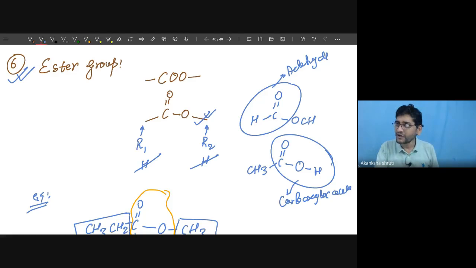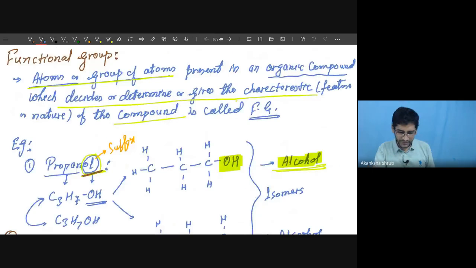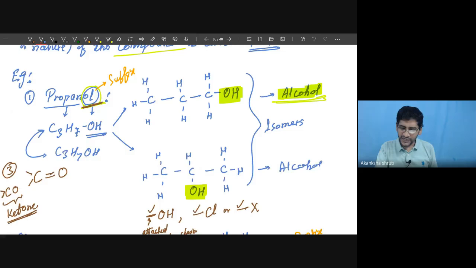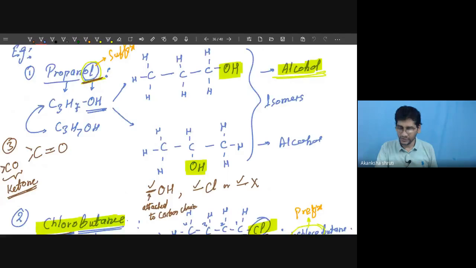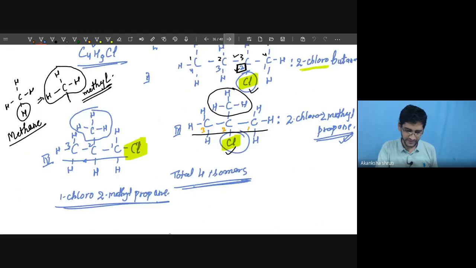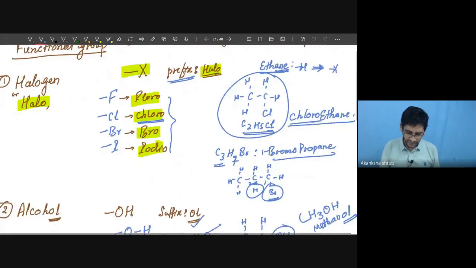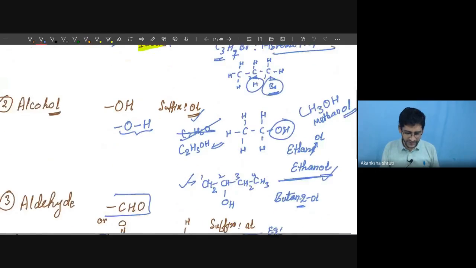So today what we have learned? We have learned what is a functional group. Functional group means the atom or group of atoms which decides the characteristic, and based on that characteristic even the name is decided. So here one of the hydrogens of alkane is replaced by this functional group to decide its characteristic. The open bond of this functional group has to be attached with carbon or hydrogen.